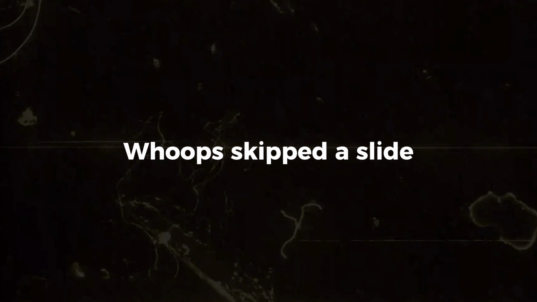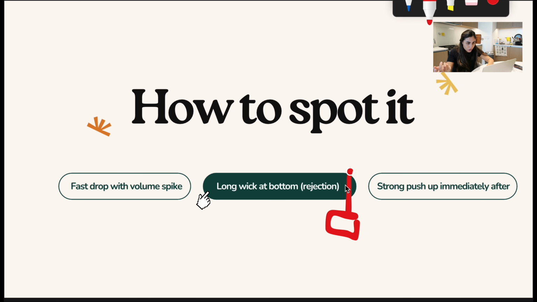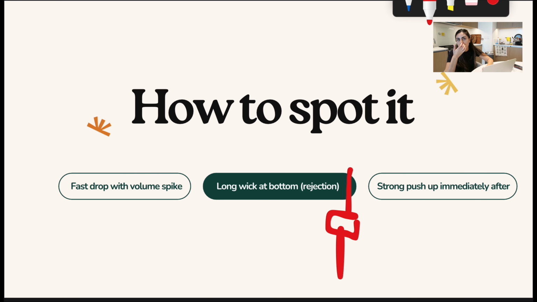I don't know if I've mentioned this, I think I skipped it. Essentially, how to spot a V-shaped pattern is usually there's a fast drop with a spike, and then before it recovers you will see a long wick. You'll see long wicks at the bottom, long wicks like this. When you see long wicks, that's when you figure out, oh, there is buying pressure, but don't enter until there is a confirmation candle. And then your third confirmation is that you will see a strong push up immediately after.